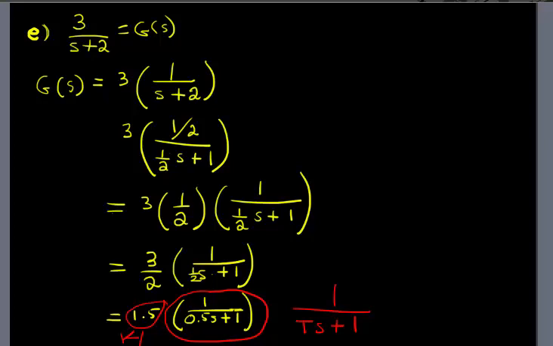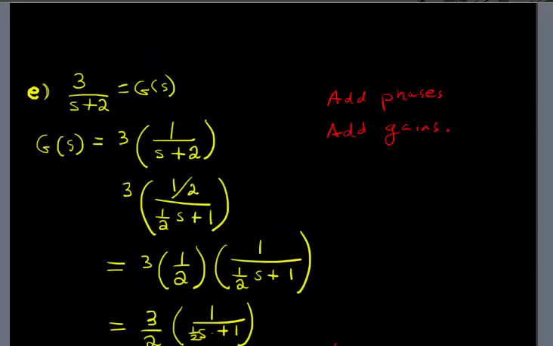Now, the thing we have to remember, we have two terms in our G of S that are multiplied together. If we have two terms that are multiplied together, we know that we can add their phases, and we know that because the gains are in dB, we can also add the gains.